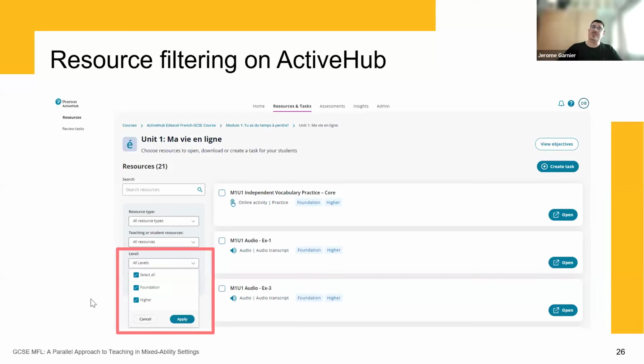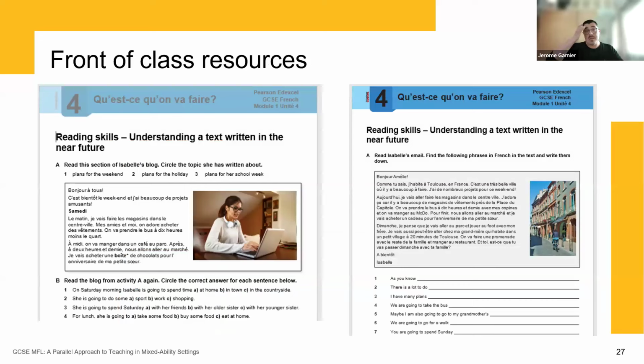In terms of the front of class resources, we have applied the same principle of parallel writing. So this is an example of the higher and the foundation. The foundation is on the left, the higher is on the right. Both are for module 4, and the reading skills being understanding a text written in the near future. As you can see, it is dealing with exactly the same type of grammar, the same type of skill.